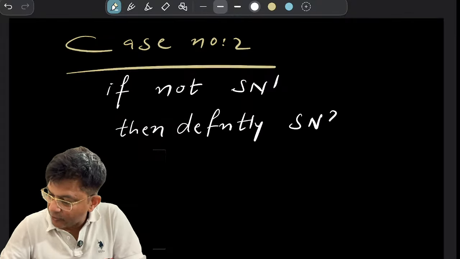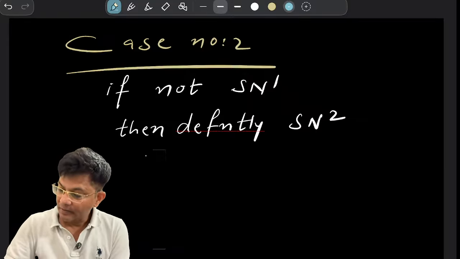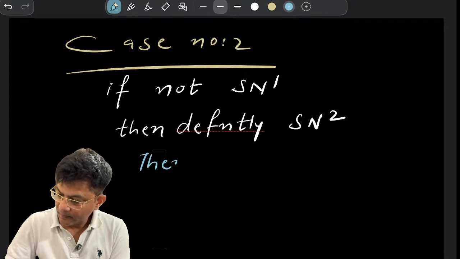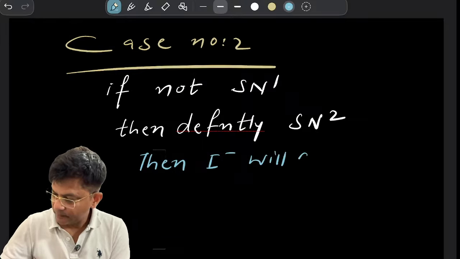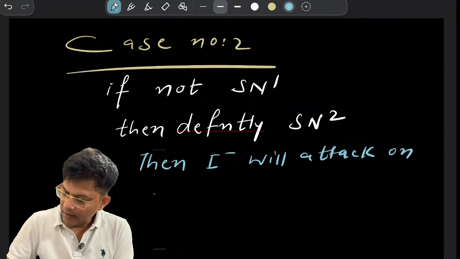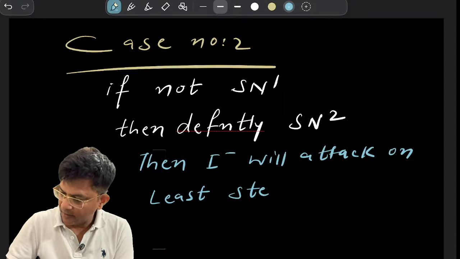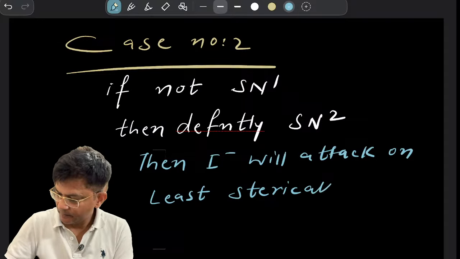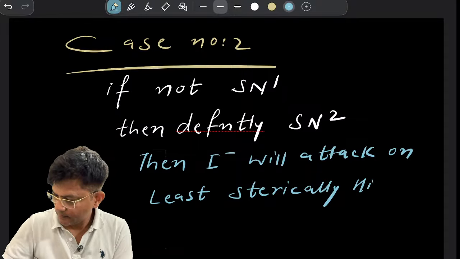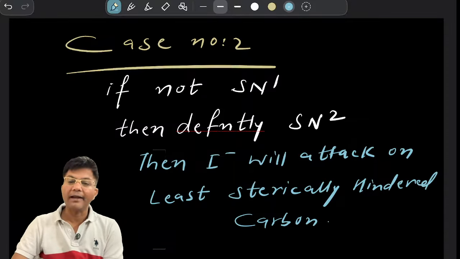And if it is SN2, then I negative will attack on least sterically hindered carbon. That's it. Now let's see how many of you can apply this.